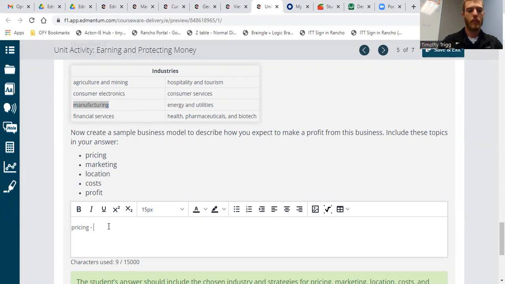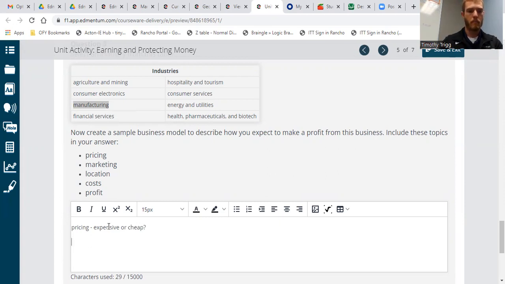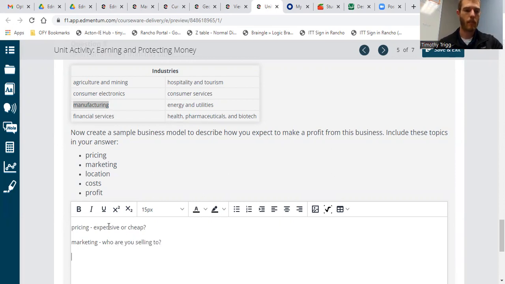So pricing, expensive or cheap. That's what you need to answer. For marketing, who are you selling to? These are the questions you need to answer.